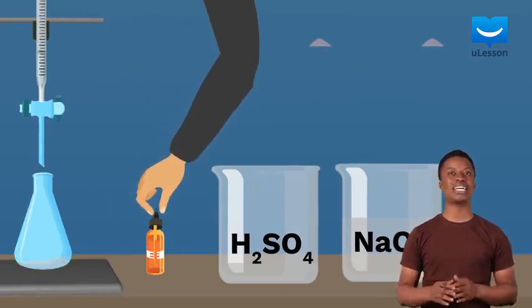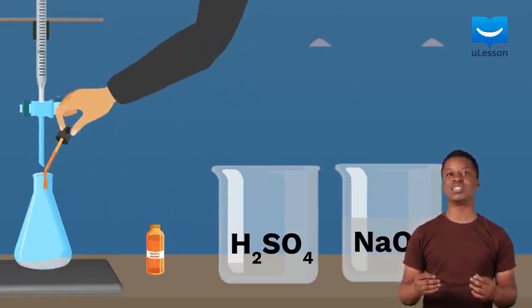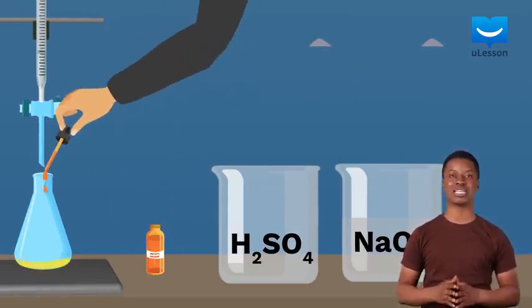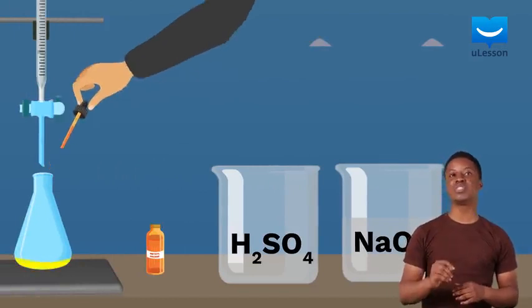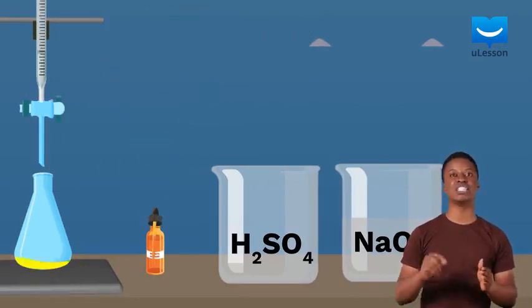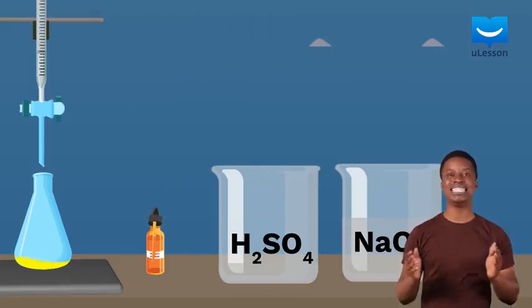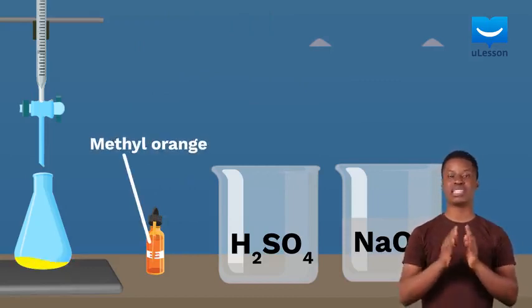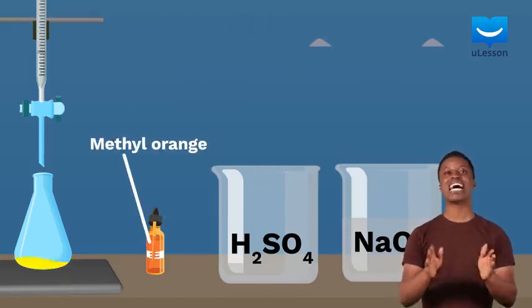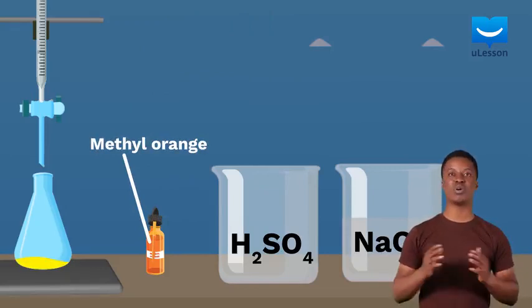Next, we have to add 2 to 3 drops of an indicator into the solution in the conical flask. Since the titration was between a strong acid and a strong base, we can use any indicator, but I prefer methyl orange. After that, we commence the titration proper.